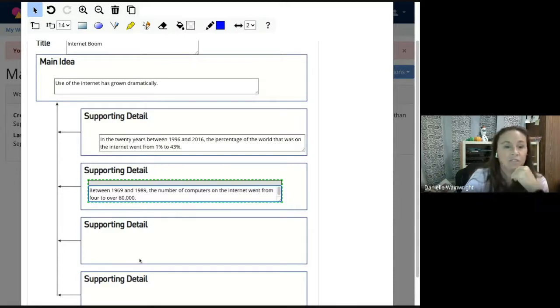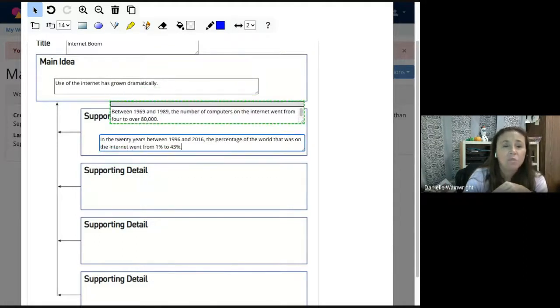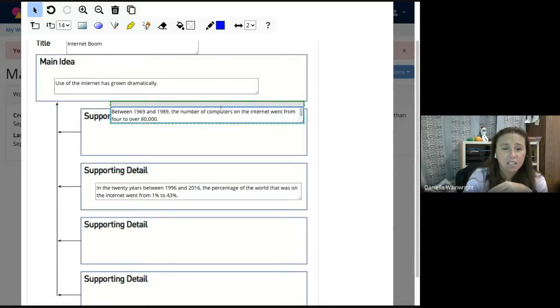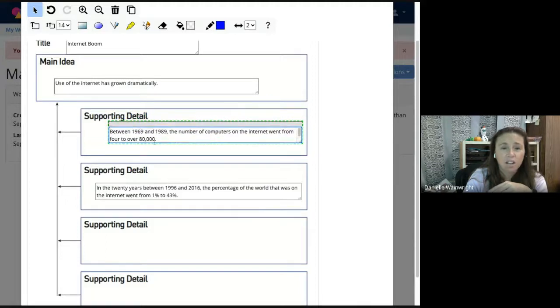Now, the last thing to do, if I were to use these details and turn them into a summary paragraph, is I might switch these 2 details around. This is totally stylistic, but the reason I might do that is this detail is talking about earlier on, 1969 to 1989, and then this detail is talking about 1996 to 2016. So I could put it in this order and then it would be chronological. And then the numbers are also getting bigger. So to me, that makes sense.